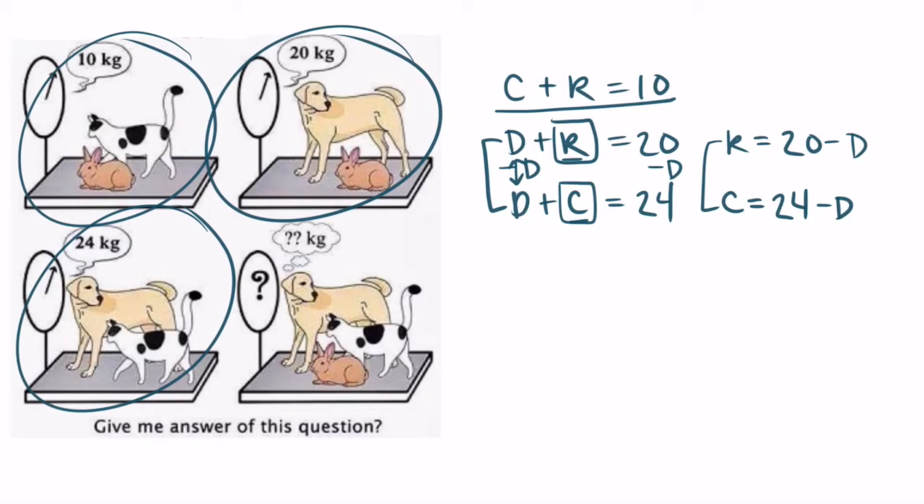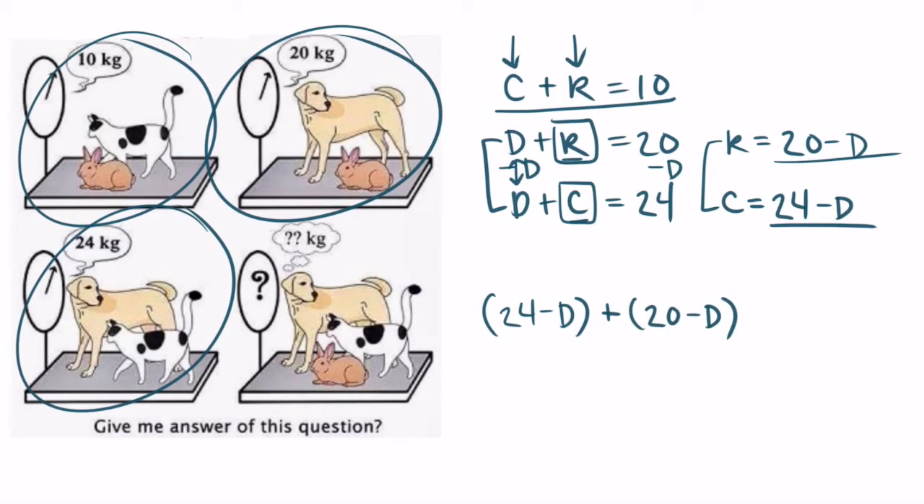So when I replace C and replace R, my new equation will only have D, which means I can solve it. So instead of C, I'm going to put what C equals, which is 24 minus D. And then I'm going to replace R with what R equals, 20 minus D. And they tell us that C plus R equals 10, so equals 10.